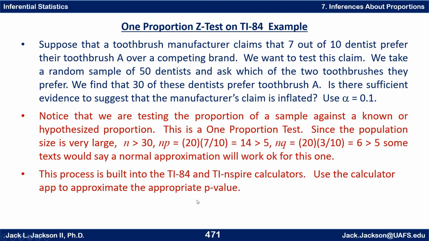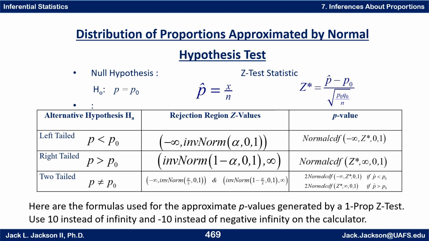So note that we are testing the proportion of a sample against a known hypothesized proportion. It's a one proportion test. Since the population size is very large, we could use a binomial, which we probably should. But since n is greater than 30, and np and nq are both, well, they're not that small, some texts would say a normal approximation will work pretty well. I would say this is probably not good enough. We can test it to see. But let's go ahead and do it the way the calculator would do it, and the calculator is going to be using these methods here.